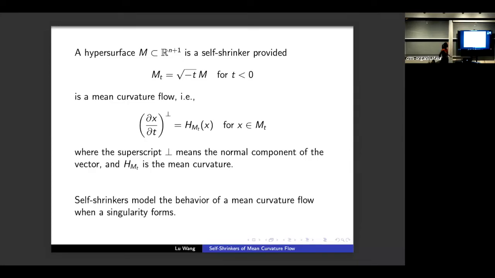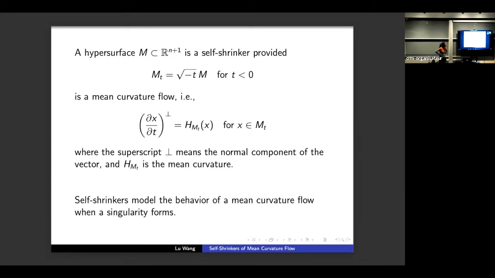So here I take the normal part of the velocity vector field, just because if the velocity is tangential to the hypersurface, then it's not going to change the area of the hypersurface. So that's not going to change the image. So geometrically, we don't really care about that part. So we're going to restrict to the normal part.